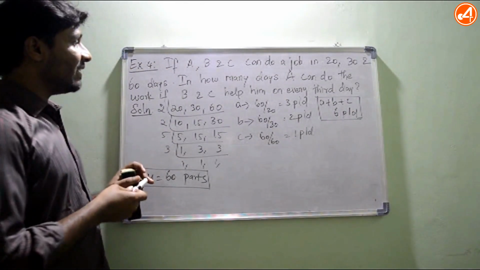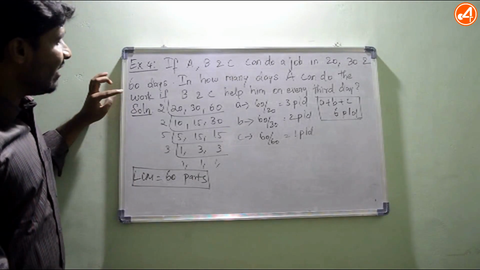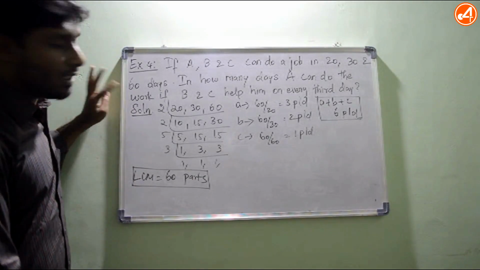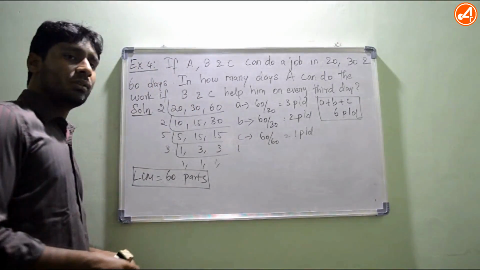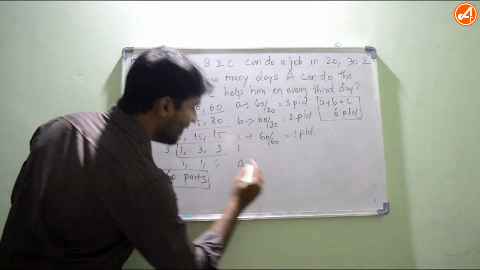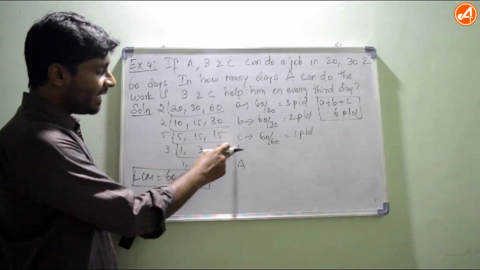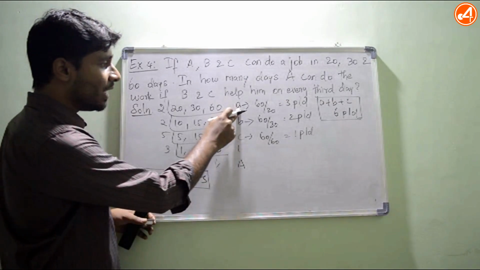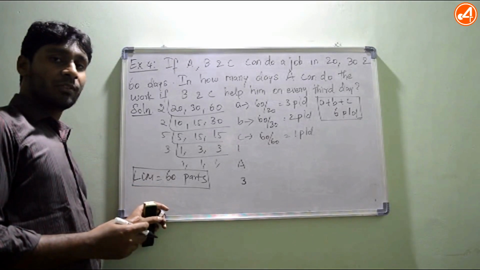The question is given like that: in how many days can A do the work, if B and C help him on every third day? Got it? So let's go and check the first day. For the first day, who will actually do the work? A alone. That's nice. So in the first day, if A alone does the work, how many parts of work will get completed? A alone can do only 3 parts of work. So only 3 parts of work will be completed out of the 60 parts of work.